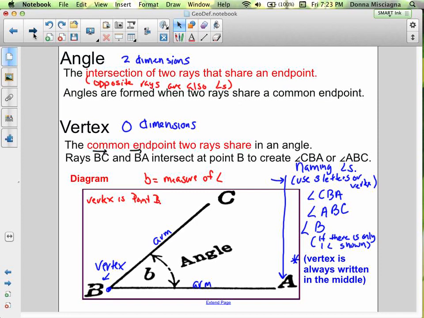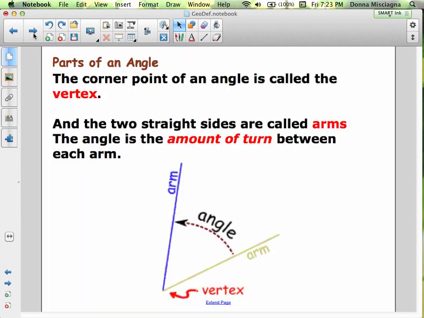Let's look at types of angles. Oh, actually, parts of angles, then types of angles. So the corner point of an angle is called the vertex. The 2 straight sides are called arms. And the angle is the amount of turn between each arm. Right? And you have that on your diagram, so you don't have to write anything down here.